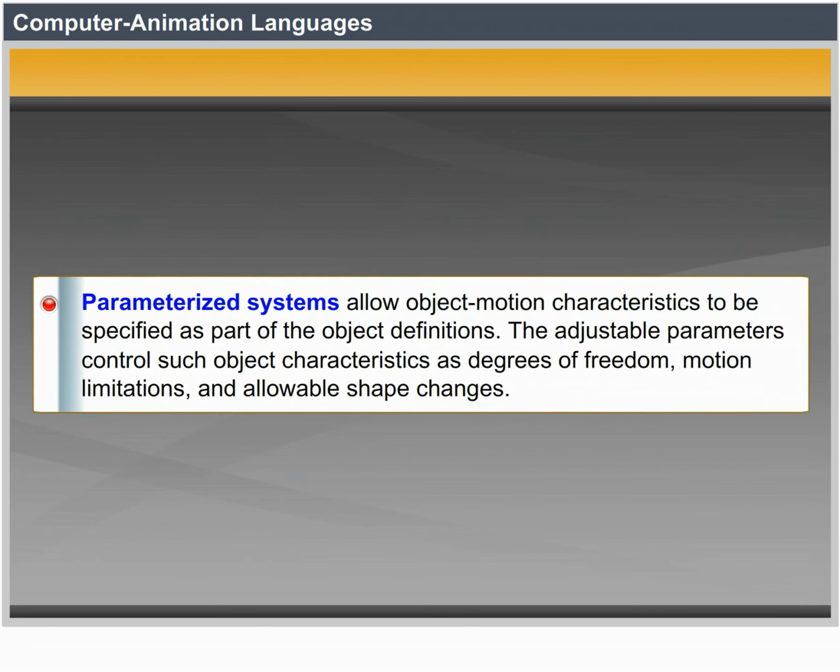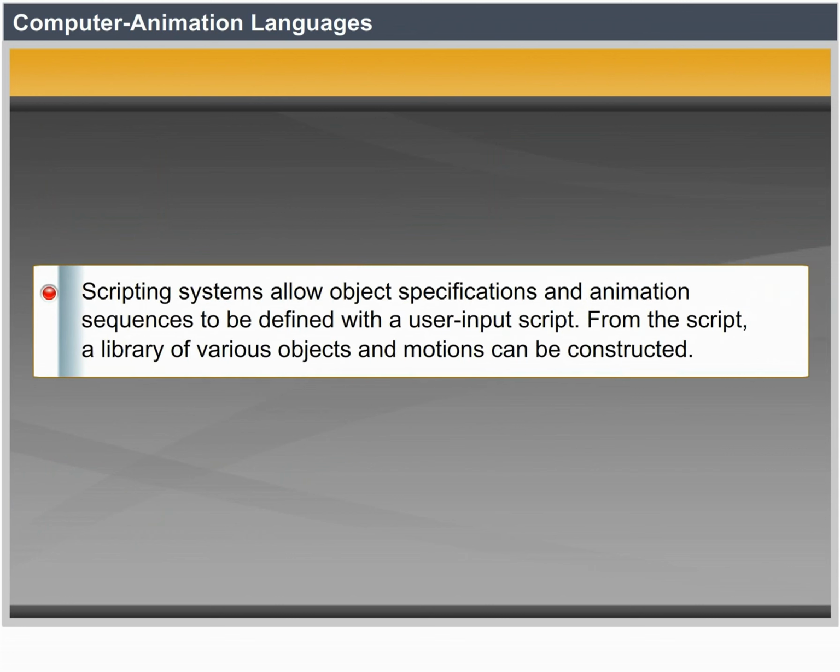Parameterized systems allow object motion characteristics to be specified as part of the object definitions. The adjustable parameters control such object characteristics as degrees of freedom, motion limitations, and allowable shape changes. Scripting systems allow object specifications and animation sequences to be defined with user input script. From the script, a library of various objects and motions can be constructed.